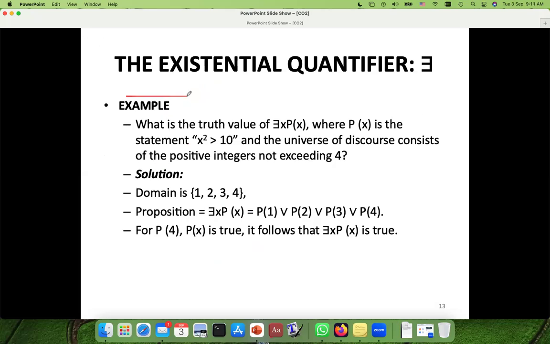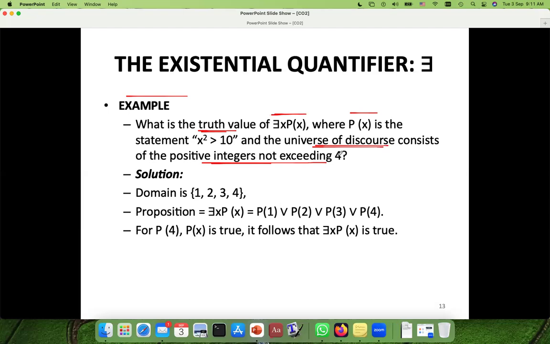Now another example. What is the truth value of there exists an x, P of x, if P of x is given and the universe of discourse is positive integers not exceeding 4? What is another word for universe of discourse? Domain. I told you domain, or simply universe, or universe of discourse are three different names for the same thing. So P of X is given, domain is given, and quantifier is given.